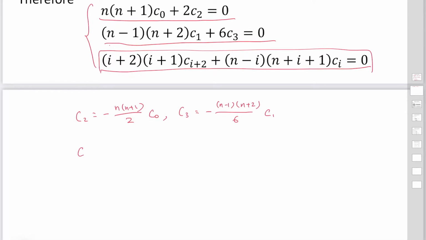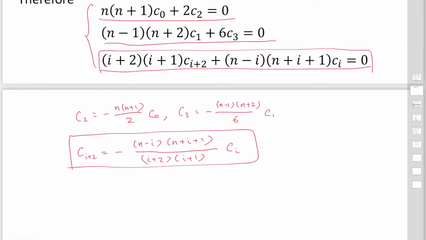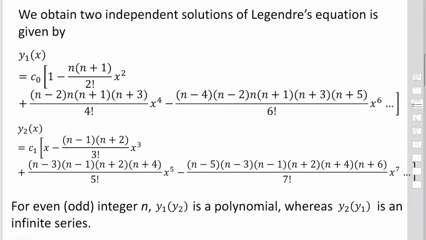The third equation: c sub (i plus 2) equals negative (n minus i)(n plus i plus 1) over (i plus 2)(i plus 1) times c sub i. So using the third equation, you can keep finding c sub 4, c sub 5, c sub 6, c sub 7 using this equation. We obtained the 2 independent solutions of the Legendre equation, given by these equations.